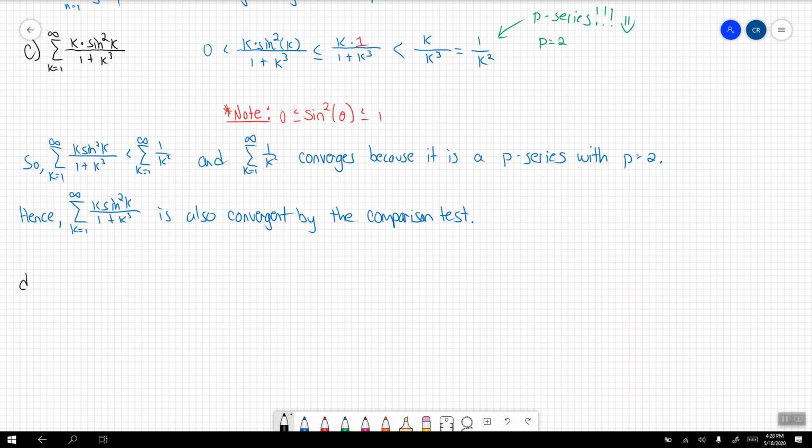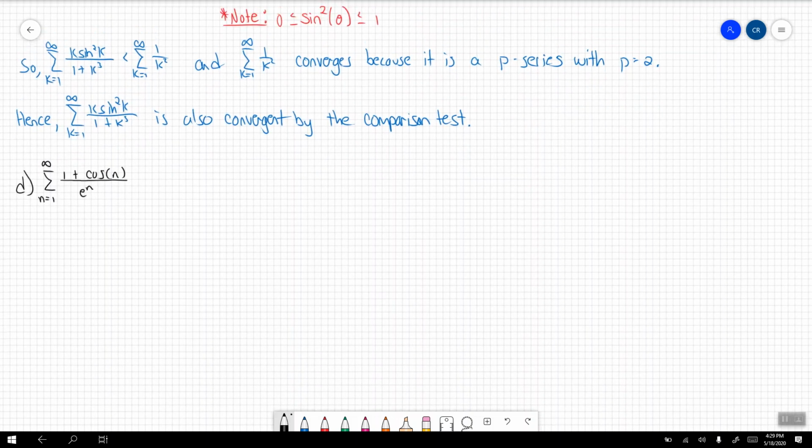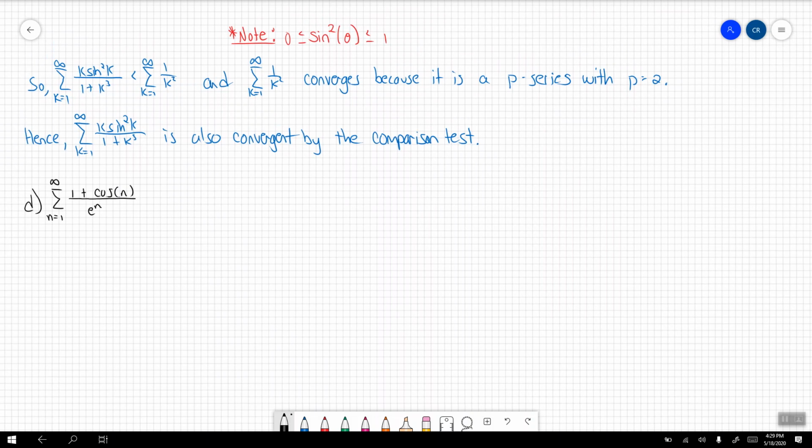All right, part D. We're going to have a series with n is equal to 1 for 1 plus cosine of n divided by e to the power of n. All right, again, we're in the business of converging or diverging using comparison. So let's start off with the function given. I'm going to start off with 1 plus cosine of n divided by e to the power of n.